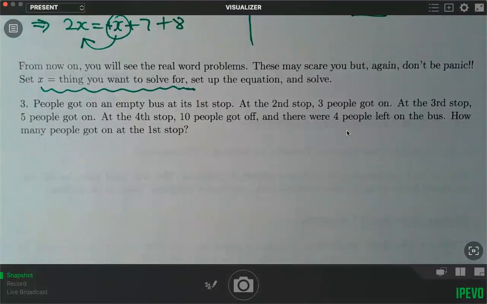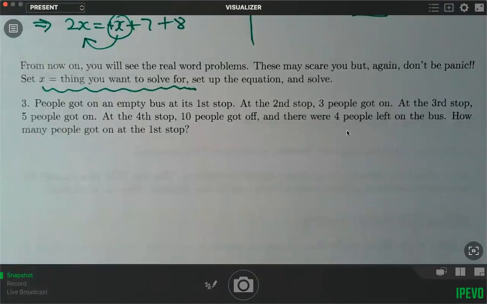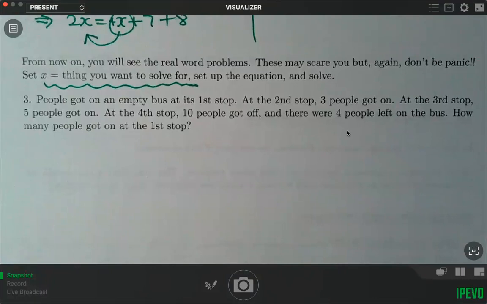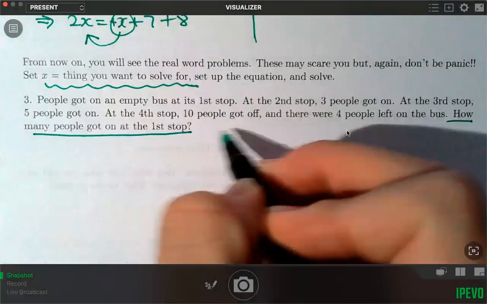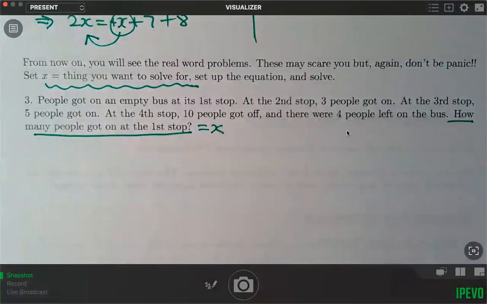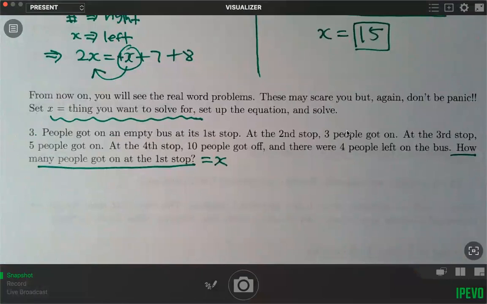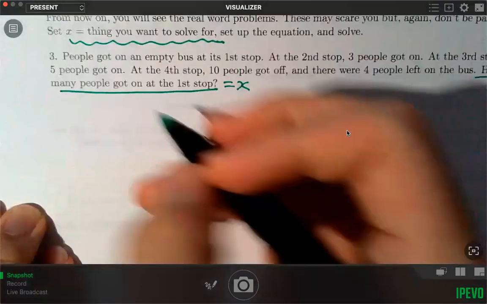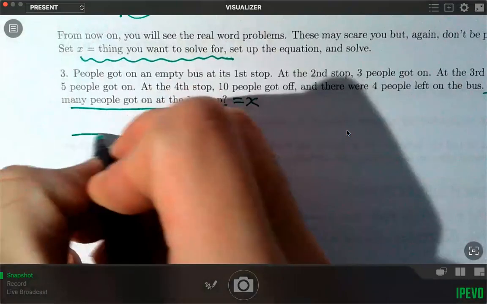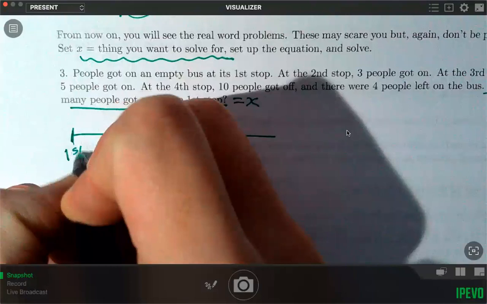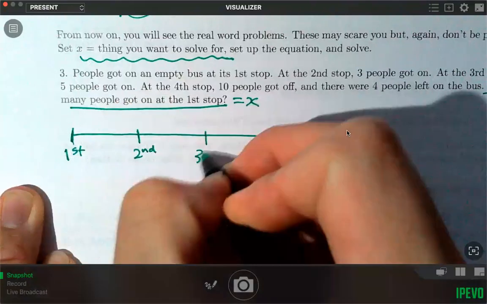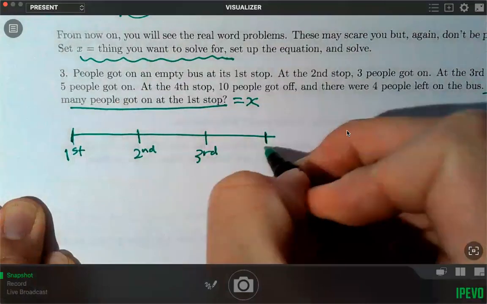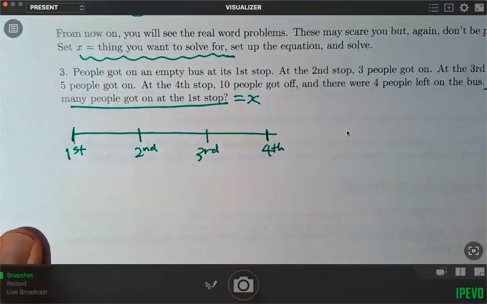Okay. So here, we need to set x to something. Set x equal to what? Yeah, how many people, right? So basically this entire question is x. The number of people who got on the first stop, that's equal to x. Okay, so let me draw a picture here. So here's the first stop. And then here's the second stop, and then the third stop, and then the fourth stop. Okay, so the first stop is equal to what? X, right?